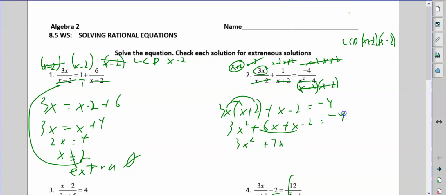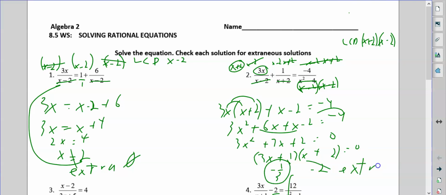I'm going to do some factoring here, so I'm going to move this over and add 4. So that's going to give me plus 2 equals 0. And now I'm going to do some factoring. 3x and x has to be 2 and 1, but it has to add up to 7. So 2 times 3 plus 1 is 7. They're both going to be positive, which means when I set these equal to 0, I get negative 1/3 and negative 2. This is a good answer. This one is extraneous, because if I plug in negative 2 right here, I will get 0.